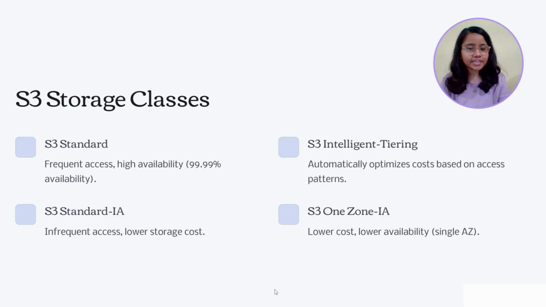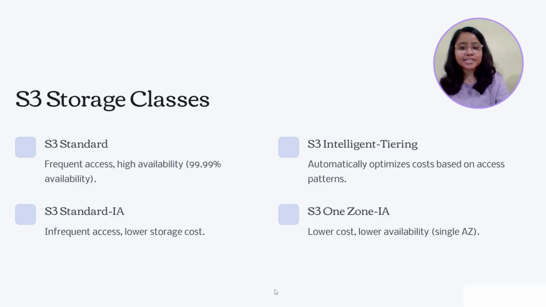S3 Intelligent-Tiering. It automatically moves your data between two access tiers based on the usage pattern, saving your money when data becomes infrequent. Third one is S3 Standard-IA. It is for infrequently accessed data with lower cost but still high availability. Fourth one is S3 One Zone-IA. It offers a cheaper alternative for data that you don't access often but can live with lower availability.